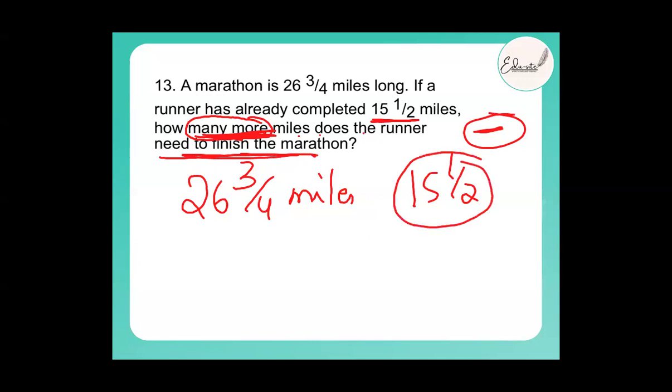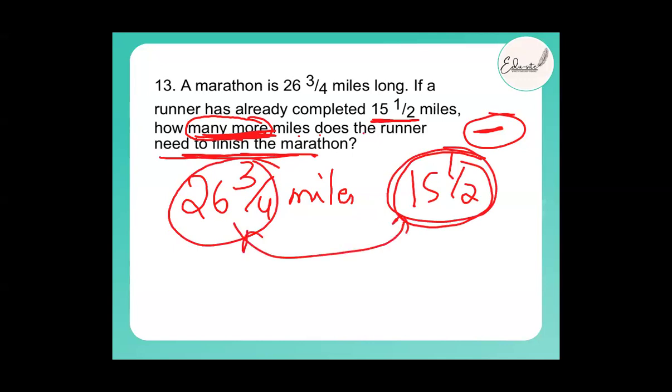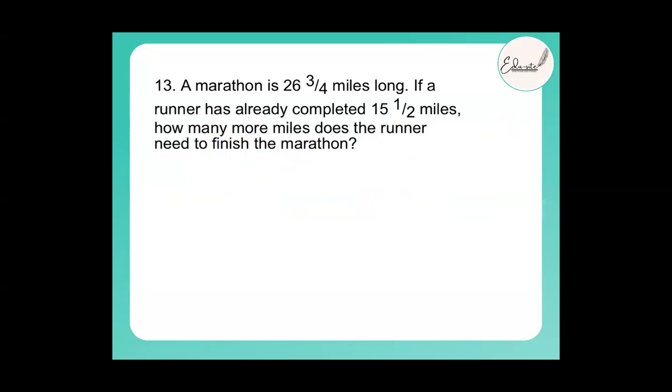Now you have to subtract 26 3 by 4 minus 15 1 by 2. How do you do this, Anis? You're just going to convert it into improper fractions, right? Yes, please convert it now. 2 times 15 is 30. Yes, it is 30. 30 plus 1?